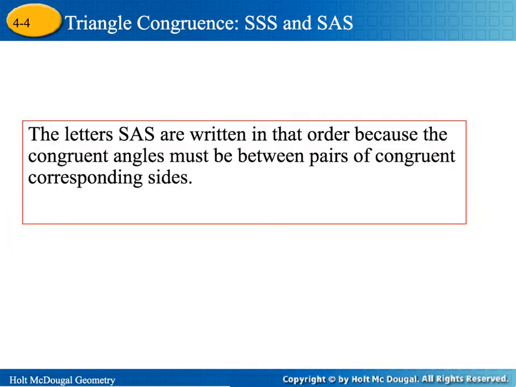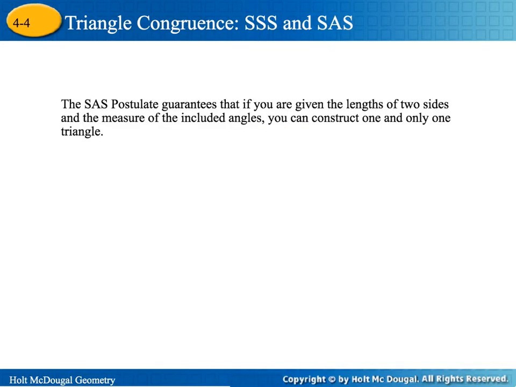Alright, the letters SAS are written in order because the congruent angles must be between the pairs of congruent corresponding sides. So again, this is kind of just a reminder of how you should be writing the problem. Since it's side, angle, side, you should go, kind of like connect the dots, a side to an angle directly to another side. Alright, the SAS postulate guarantees that if you are given the lengths of two sides and the measure of the included angle, you can construct one and only one triangle, which is cool to know.